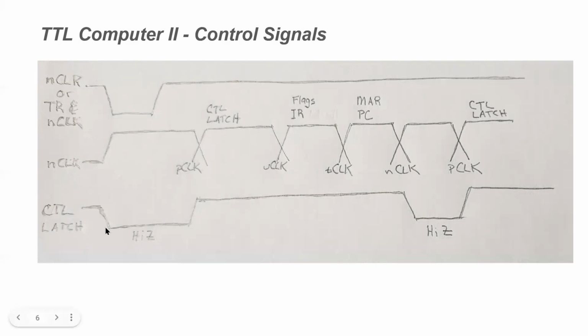So the control latch is going to go low, and this is high Z. So that means the output from our EEPROM latch is going to go high Z, and the control signals are just going to float to their default state, which is just everything is turned off. There's no output from the registers. There's no input to registers. Everything is disabled. So this is like our safe state.